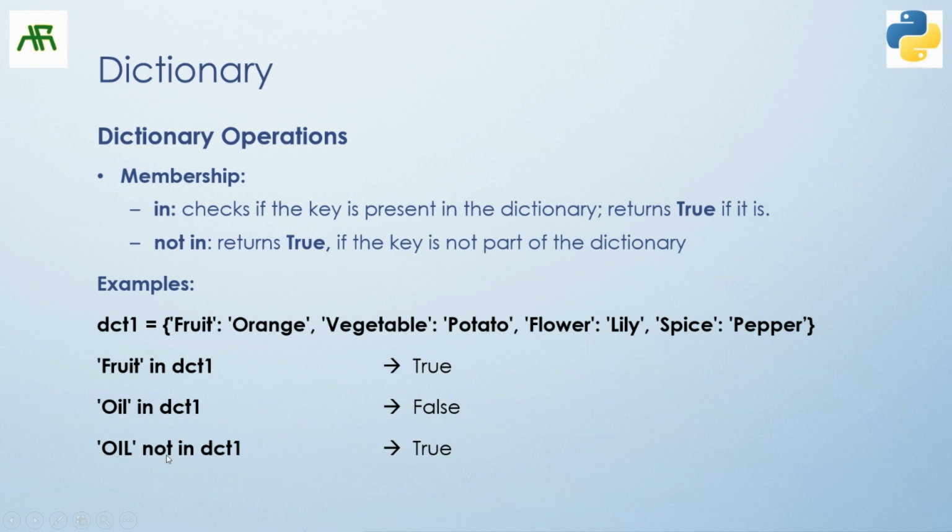Uppercase OIL not in dict 1. Remember, Python is case sensitive, so uppercase OIL and lowercase oil are different. Even in the case of the lowercase one or this first one, this particular not in will return true because either of them is not present in the dictionary. Spice not in dictionary 1. Since spice is available, this particular not in condition is returning false because it's not satisfied.